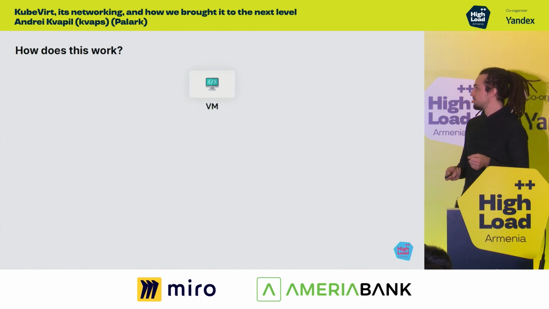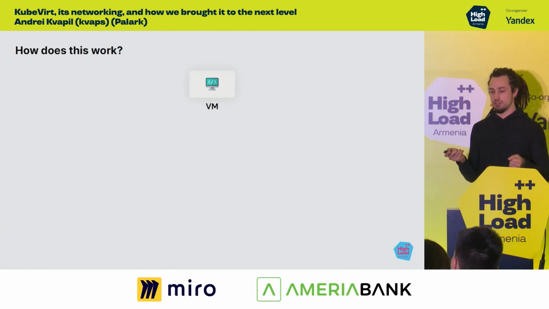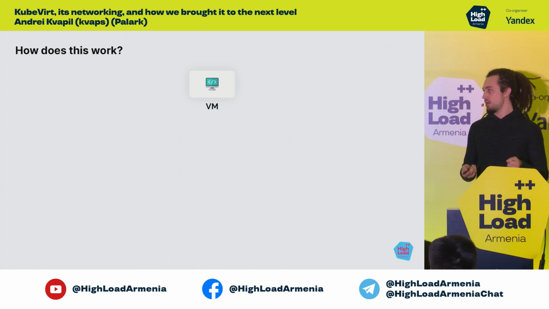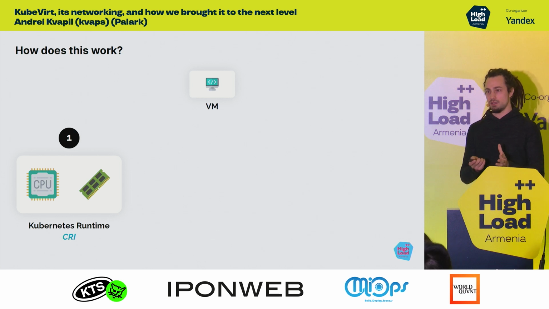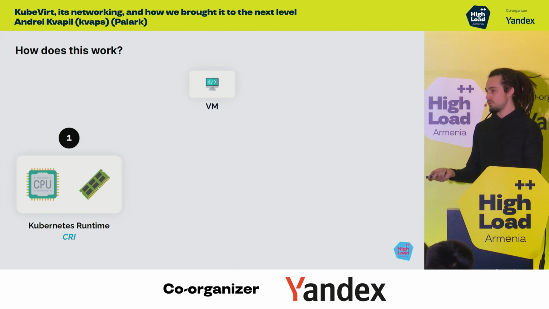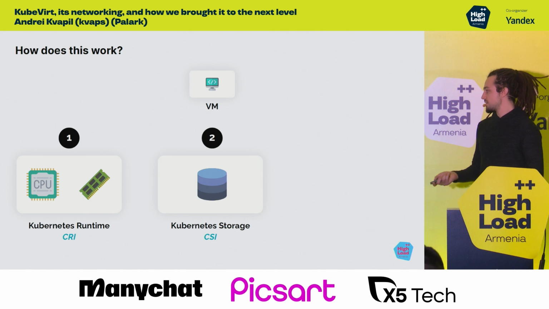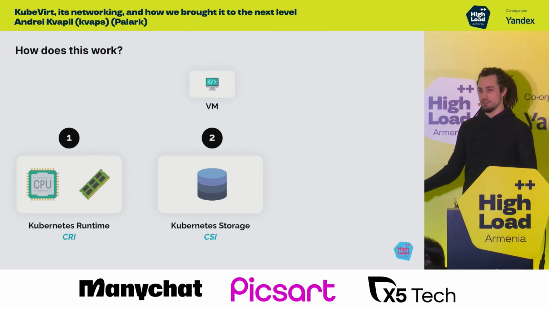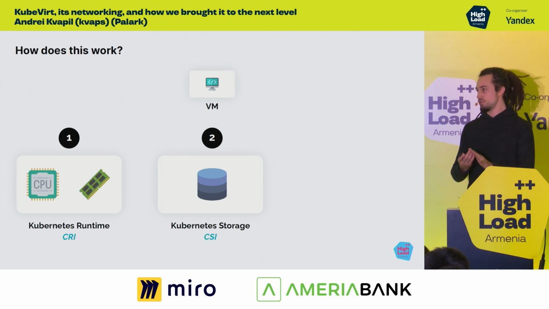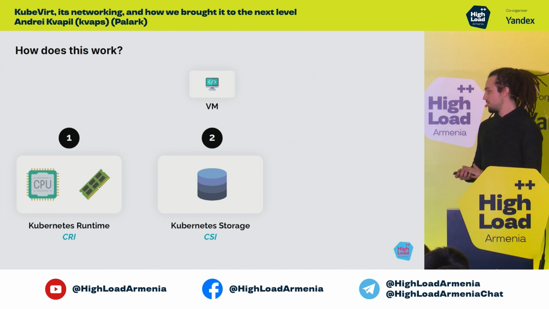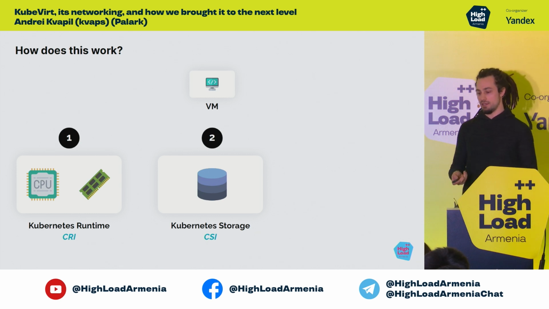How does it look? If we have a virtual machine, we need to take care of a few things. First is how it will be running, like how it will utilize the resources, CPU time and RAM. That's what Docker provides us, the runtime plugin. The next thing we should care about is Kubernetes storage. It's how it will utilize all the resources of the storage subsystem of Kubernetes. That's what the CSI interface provides.